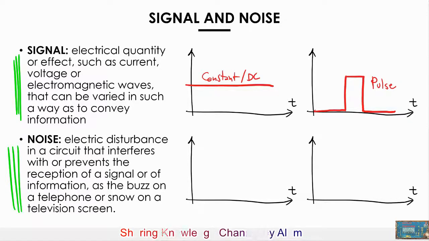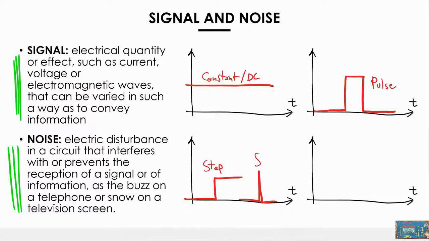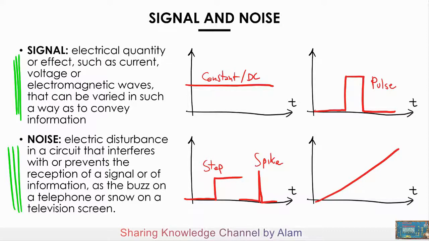Other notable signals are the step and the spike signal. This is a step. And this is a spike. A step is just part of a pulse, just the edge that goes up or that goes down, that is the step. And you can think of the spike as a very, very short pulse. Finally, this signal is called ramp because the voltage increases or decreases at a steady pace.